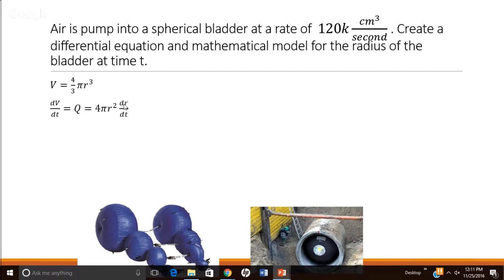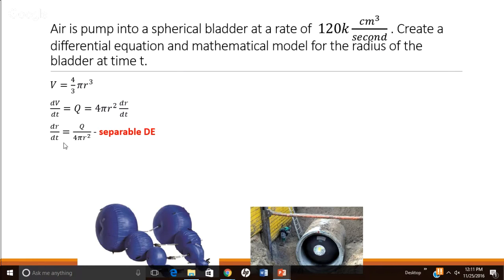So we've got a rate of change of the radius with respect to time. Now, going back to our problem, what we're looking for here is the radius of the bladder at time t. So we're really trying to solve this for the rate of change of the radius. We can consolidate this a little bit, which means isolating dr/dt. In other words, we're going to divide by 4 pi r squared, our variables.